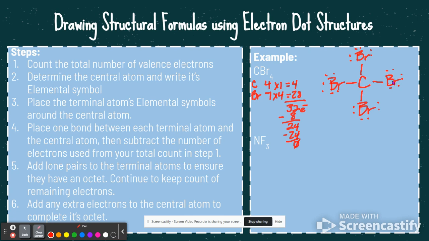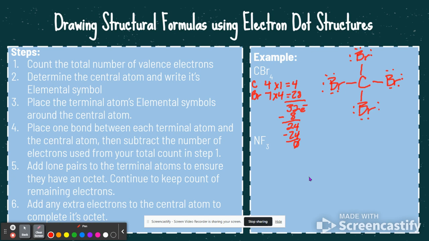Remember, an octet is 8, so bromine has 2, 4, 6, 8. This bromine has 2, 4, 6, 8. This one has 2, 4, 6, 8. And 2, 4, 6, 8. So each bromine has 8, and then we already counted that carbon had 8 around it. So everybody has their octet. This is a completed carbon tetrabromide compound, and that's it.